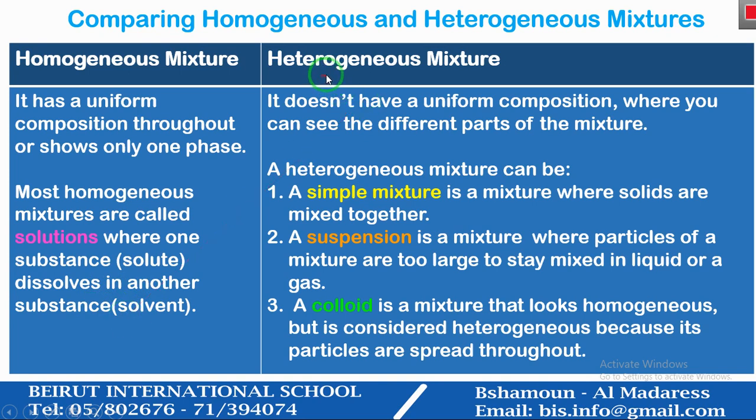However, a heterogeneous mixture doesn't have a uniform composition, where you can see the different parts of the mixture. A heterogeneous mixture can either be a simple mixture where the solids are mixed together, a suspension where particles of a mixture are too large to stay mixed in a liquid or a gas, or it can be a colloid. A colloid looks homogeneous but is considered heterogeneous because its particles are spread throughout.